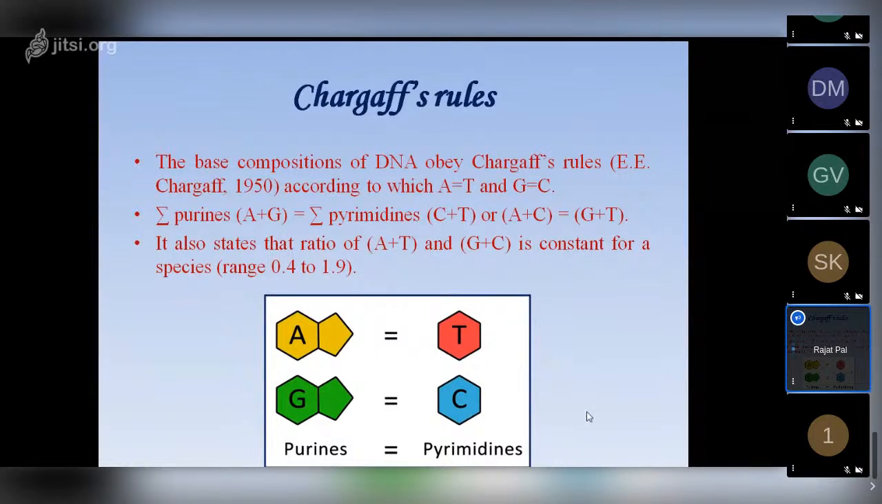And what the Chargaff rule is telling is that in a DNA molecule, the total number of purines, that is the summation of adenosine and guanosine, will be equal to the total number of pyrimidines, that means C plus T. If we summarize the rule, it will be A plus G equals C plus T. And the ratio will be ranging from 0.4 to 1.9.